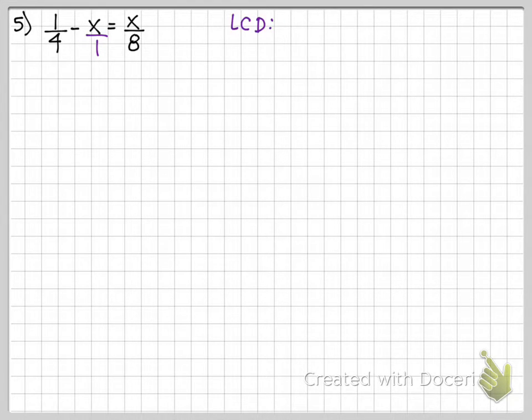So my LCD is going to be 8, because 8 times 1 is 8, and 4 times 2 is 8, and 1 times 8 is 8. All of these numbers go into 8, so that's my least common denominator. So remember, when I find my least common denominator, I multiply every piece by that LCD.